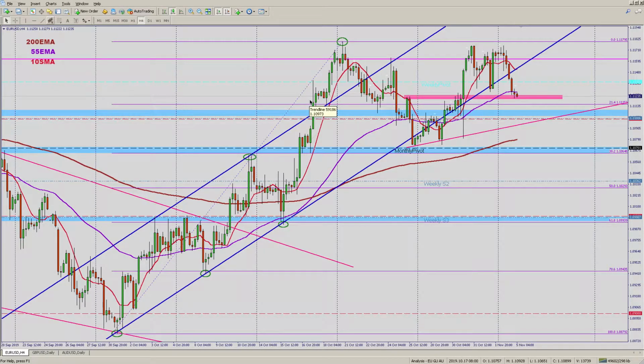Alright, there's no key news other than some services PMIs for tomorrow, and there is also US ISM non-manufacturing PMIs, but shouldn't be too much impact on that.